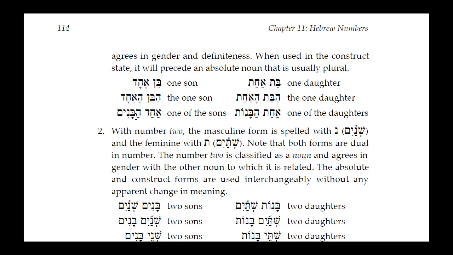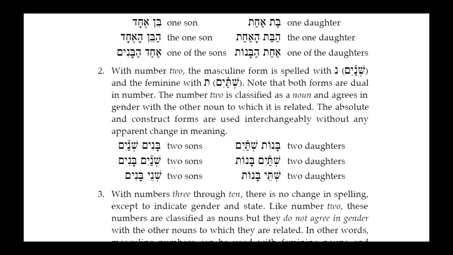Echad HaBanim, one of the sons. Now this Echad here is the masculine construct of Echad. So this would be, say, one of the sons here. And same thing with Achat HaBanot, one of the daughters. And that's with the number 1 right there.